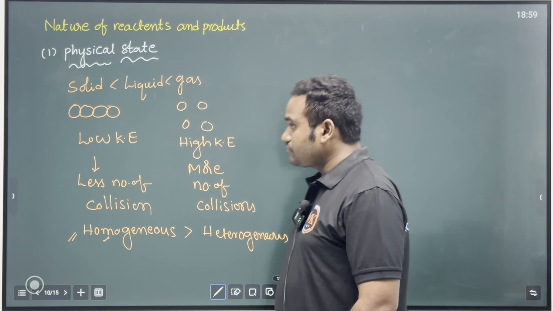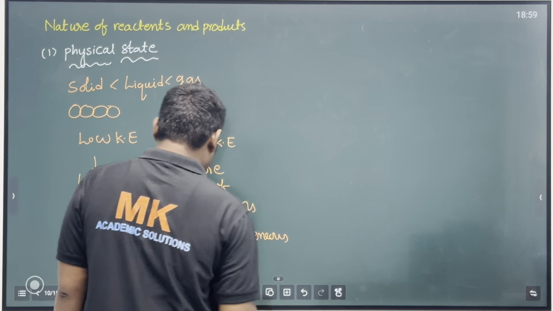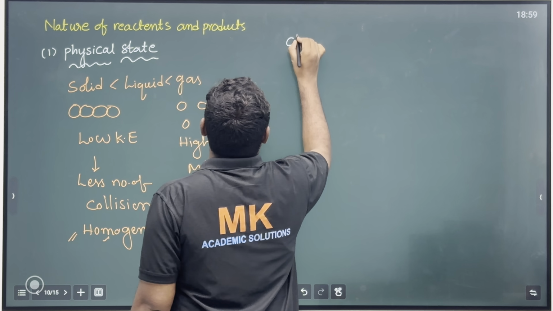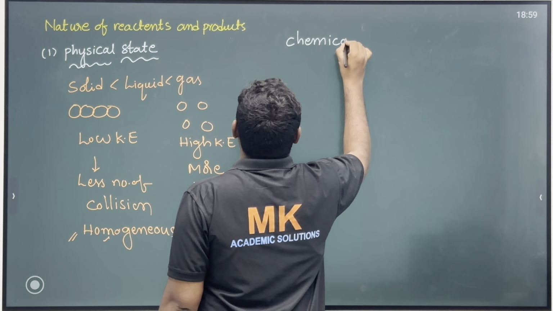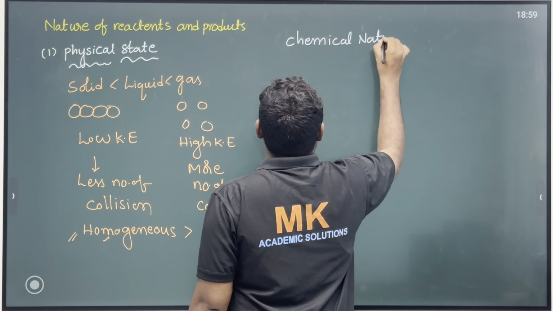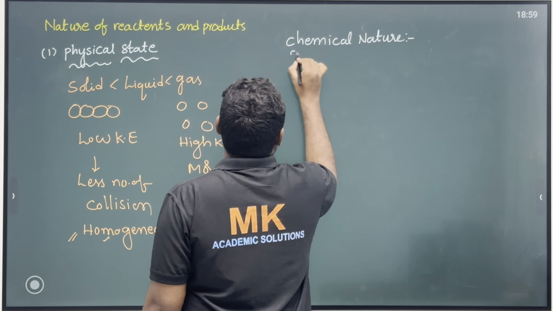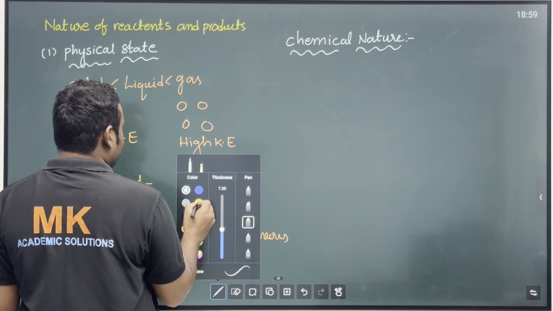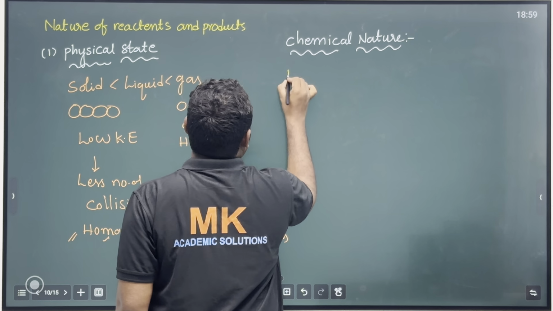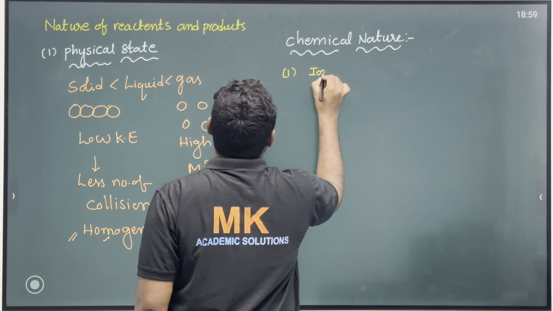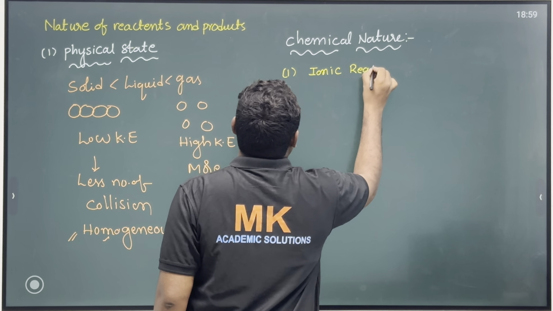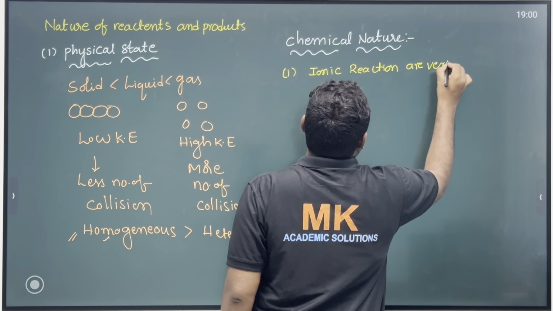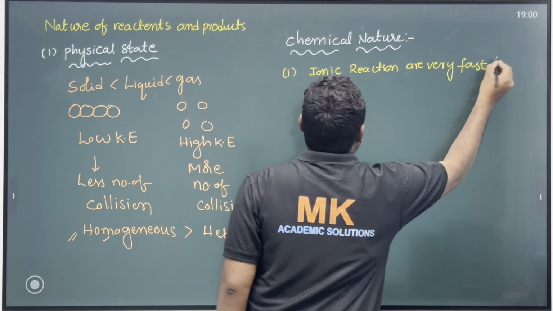Next, chemical nature of reactants. In chemical nature, mainly we can consider two types: covalent reactions and ionic reactions. Let us take the first one, ionic reactions. Ionic reactions are very fast.